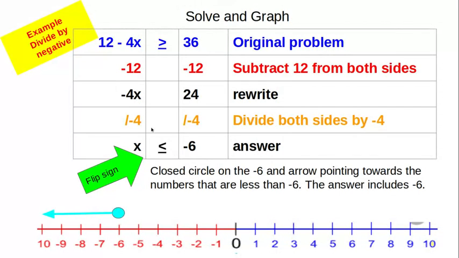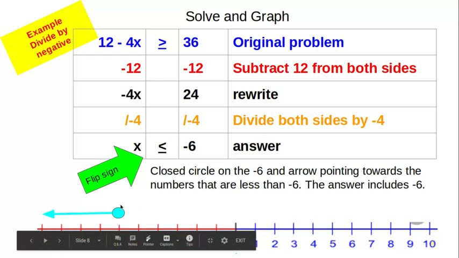On this next example, I showed you that when I divided by -4 here, I flipped the sign. It was greater than or equal to. It became less than or equal to. And then because it has that line underneath, you have to have the circle filled in. And it still goes x is less than. So numbers that are less than -6 would be over there to the right.